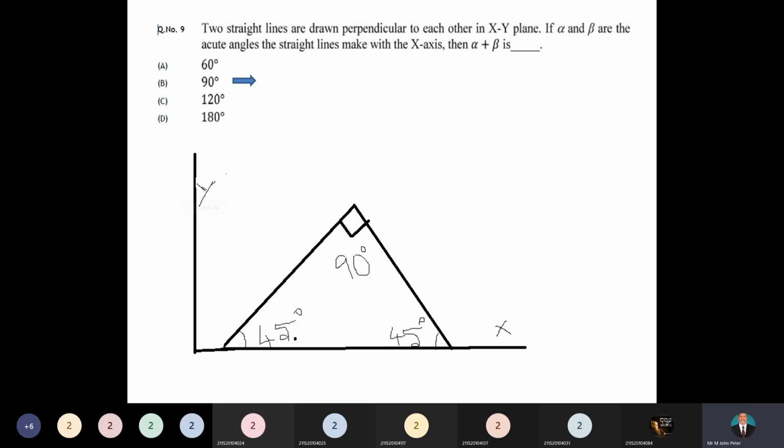Then only will it make the triangle. Then only they can intersect the x-axis. Okay, this is one model; it's not exactly the same. So any two different straight lines intersecting the axis, including these two straight lines passing through the origin.